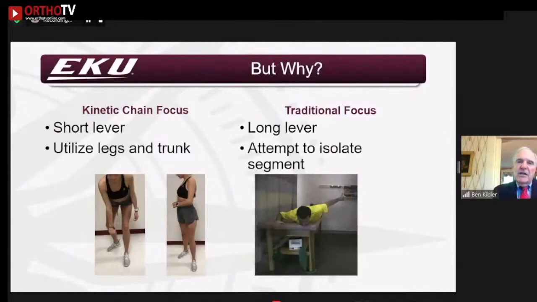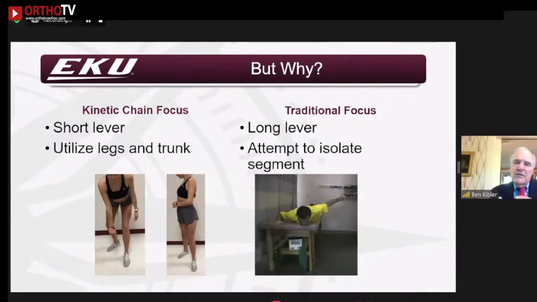We use kinetic chain focus with short lever arm, keeping the arm close to the body when we first start, using the legs and trunk to drive, especially in these diagonal three-dimensional patterns. There's many, many ways of doing this. Now, you'll need eventually to go to long lever arm, but you do not start there. You start with the short lever arm, and you do not try to isolate these segments. You try to integrate the segment because this is the way the body works.